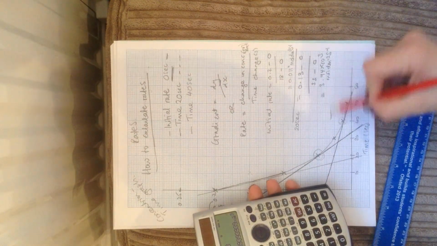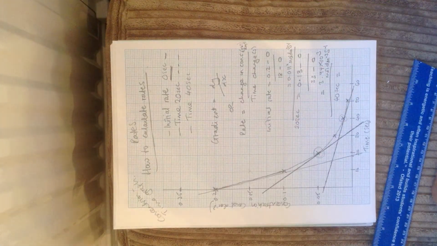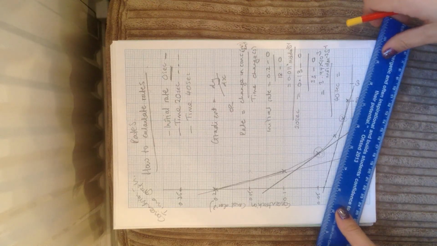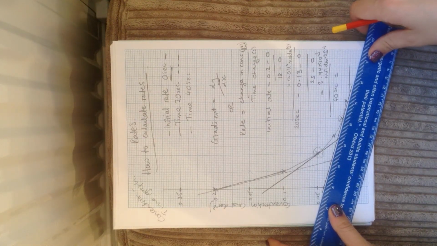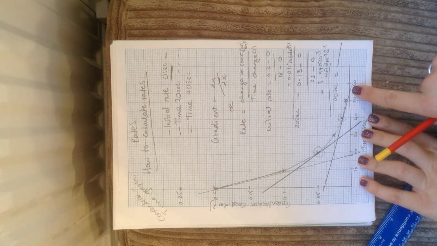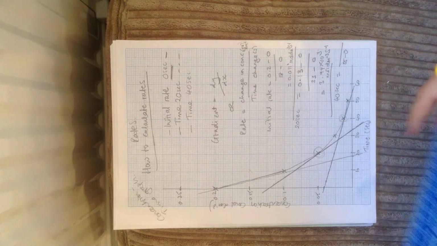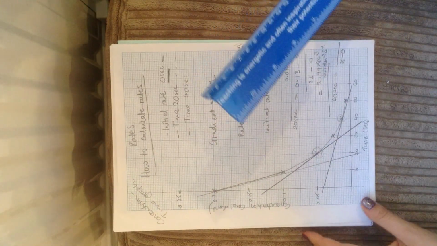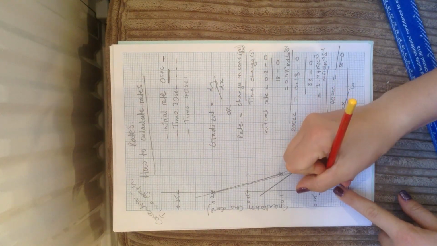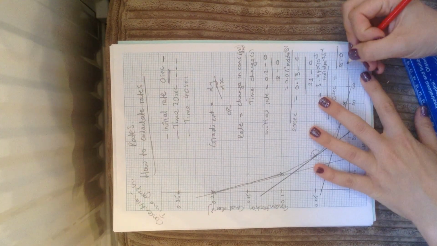And last of all, 40 seconds. You have to excuse me, my writing is getting smaller and smaller. So 40 seconds, where is our tangent? It is here. It crosses our x-axis at 55 seconds, so it's 55 take 0. And it crosses our y-axis at around about 0.048.